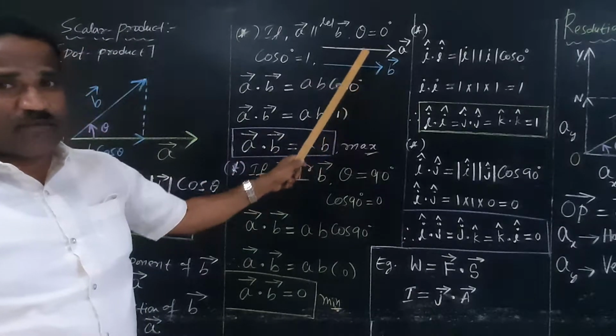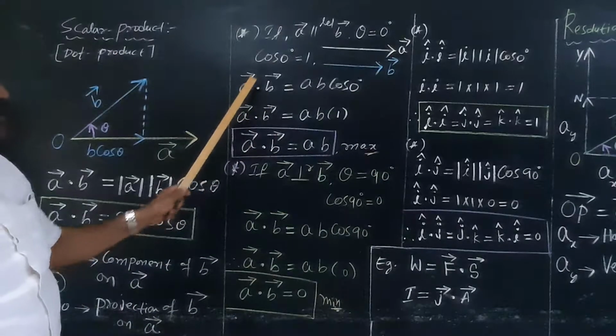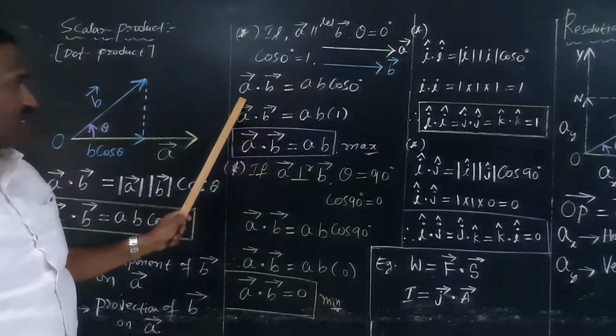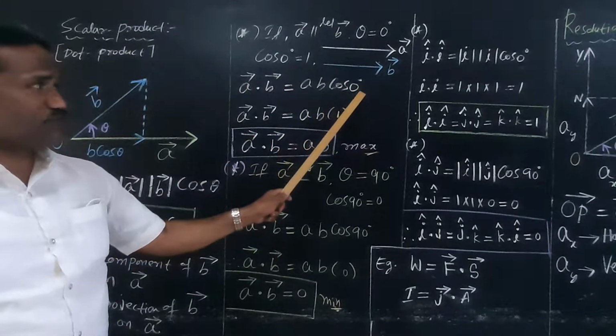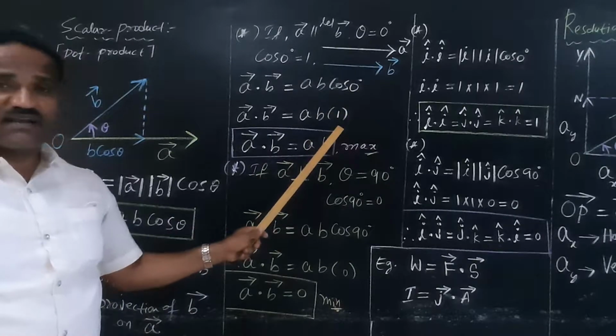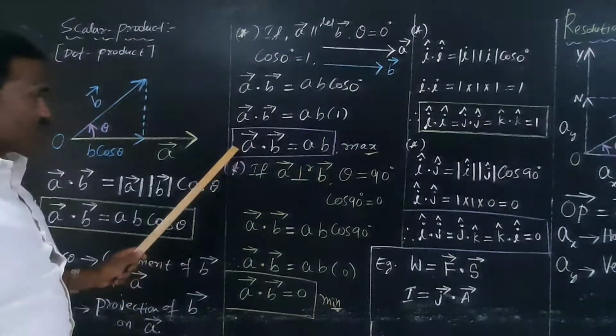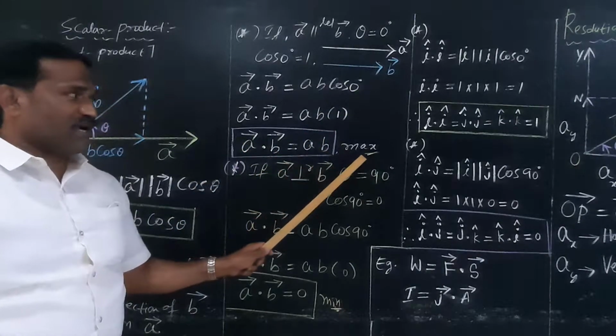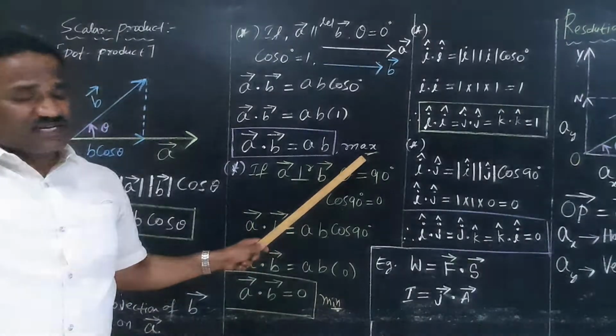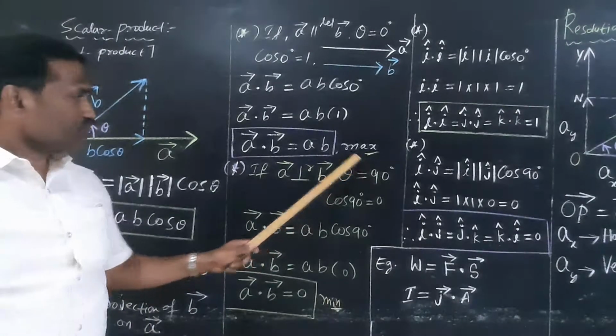So vector A and vector B are parallel to each other. Then cos of 0 degree is 1. Vector A dot vector B is equal to AB cos of 0 degree. What is cos of 0 degree? Cos of 0 degree is 1. Therefore, vector A dot vector B is equal to AB, the maximum. What does it mean? The scalar product will be maximum.